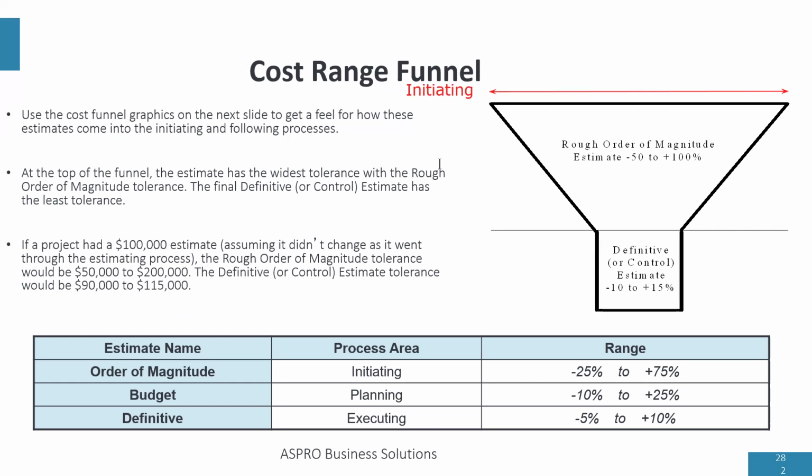But what happens after you complete project initiation is that you're going to go from initiating to planning, right? And when you go to planning, during project planning, you're going to get more information. And the more information you have helps you to narrow down your cost estimates from -25 to +75 to something more definite or definitive.